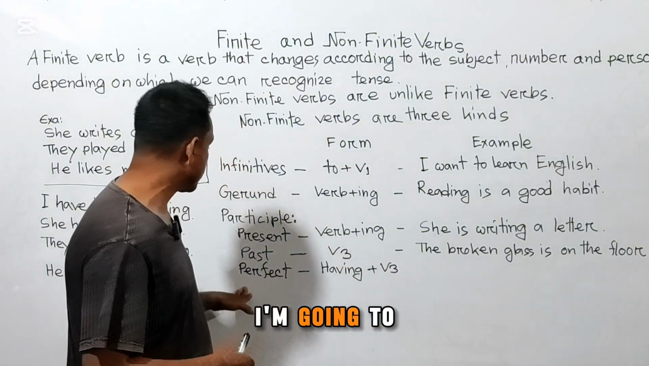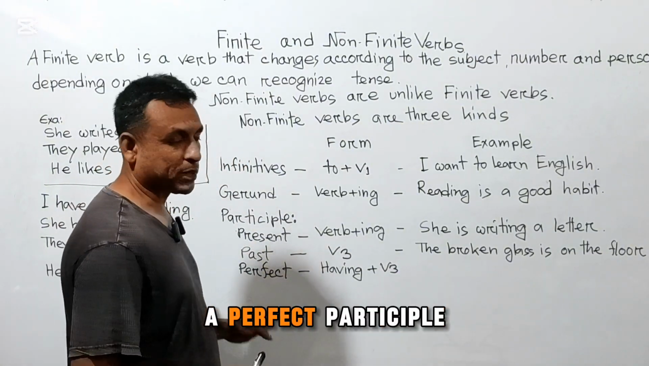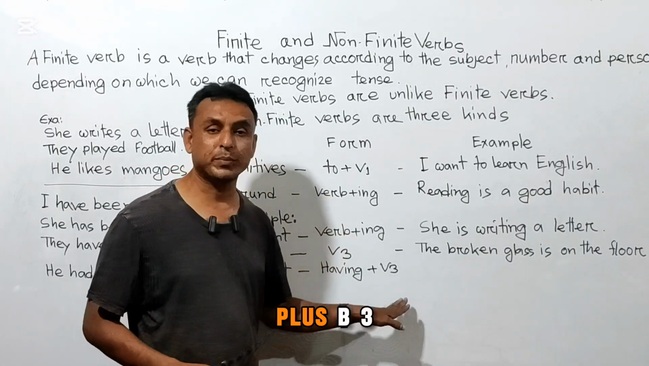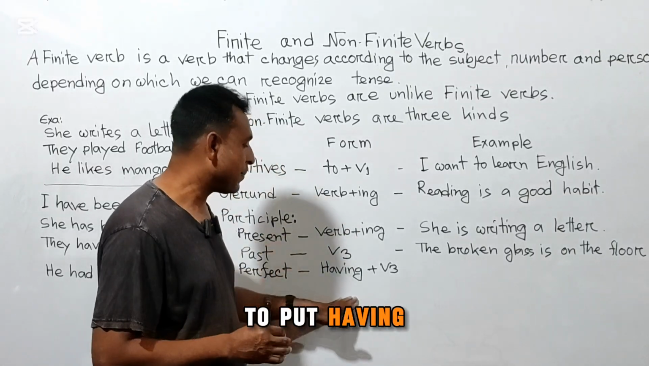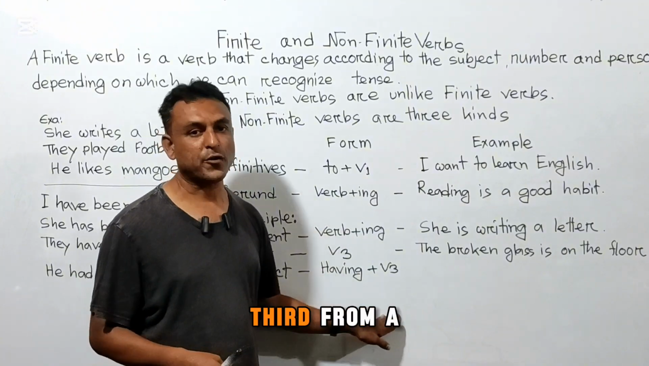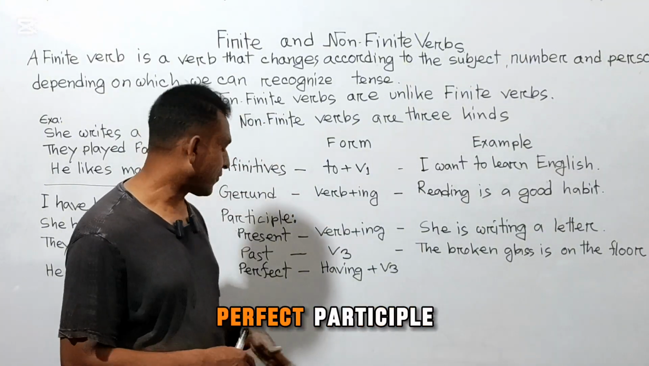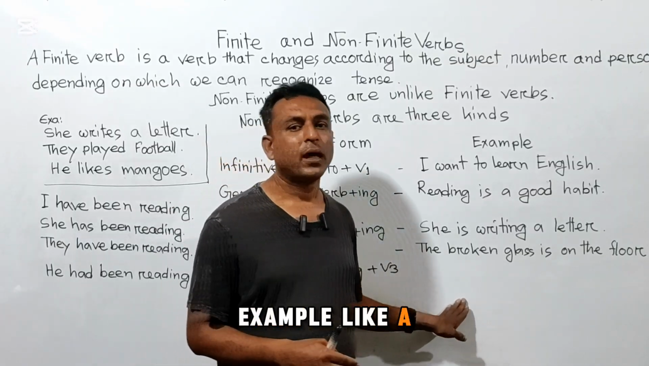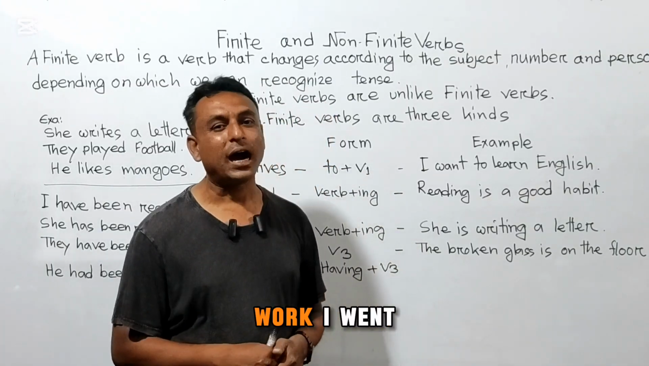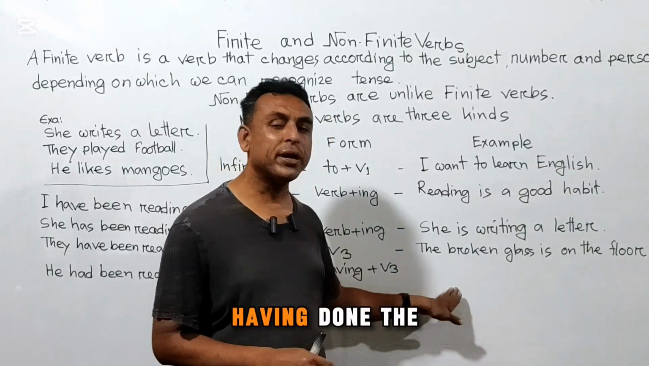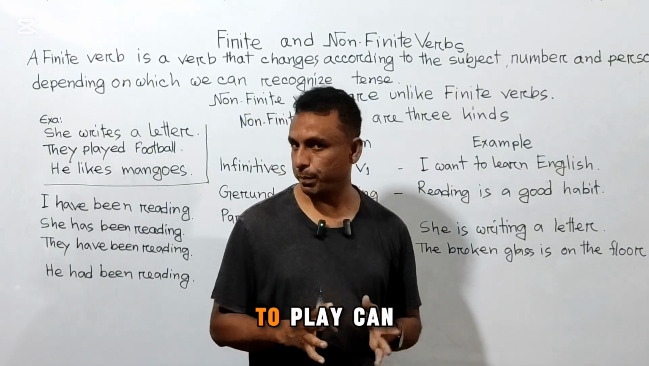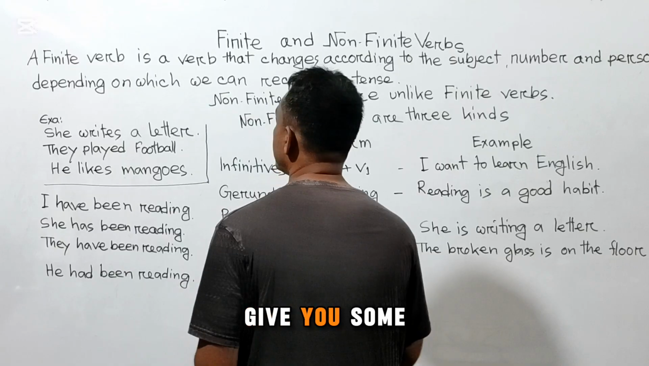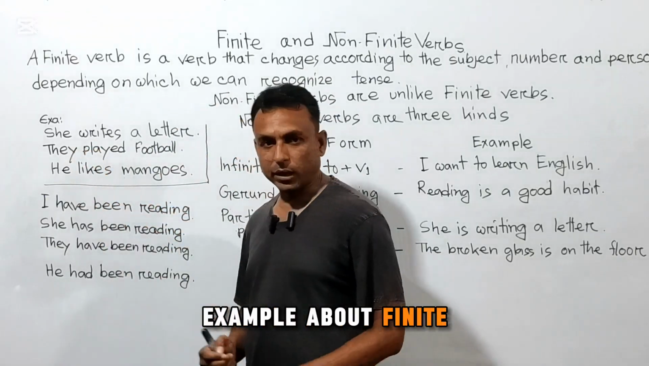After that, I am going to tell you the perfect participle, the third one. Perfect participle means having plus B3. First you have to put having, then you need to put the third form of verb. It will become a perfect participle. I am going to give you an example. Having done the work, I went to market. Having done the work, I went to play. Can you understand? Okay.